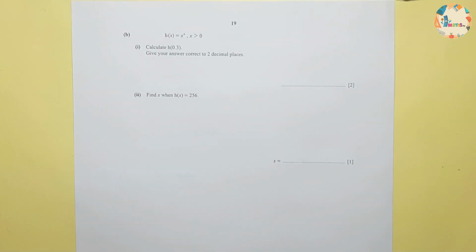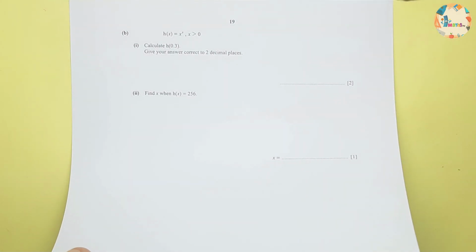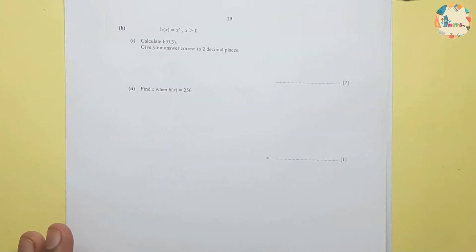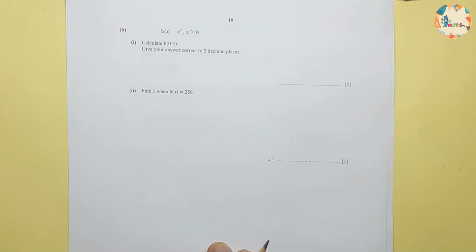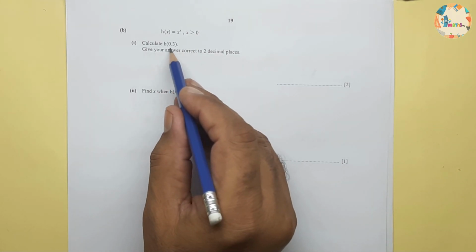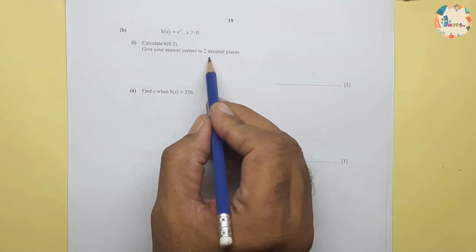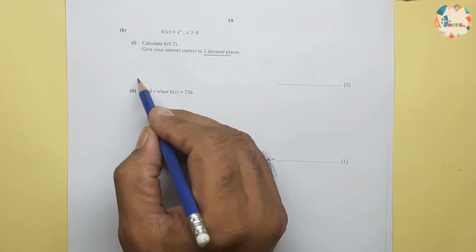Now this is B part. B part is saying h of x is equal to x raised to the power x, where x is greater than 0. Calculate h of 0.3. The answer we have to give at 2 decimal places.